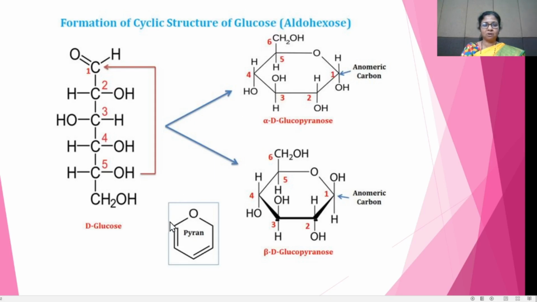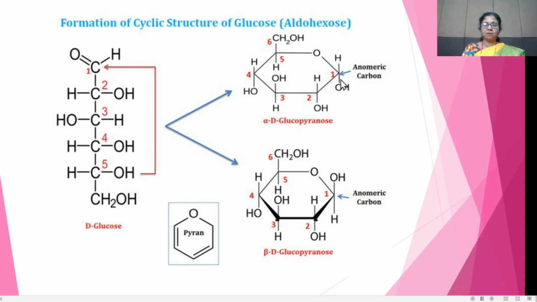This type of ring is called pyran. That means it contains 5 carbon atoms and 1 oxygen atom, and therefore this cyclic structure is called pyranose. See here, the ring forms between carbon atom 1 and carbon atom 5. And this carbon number 1 is called the anomeric carbon atom.